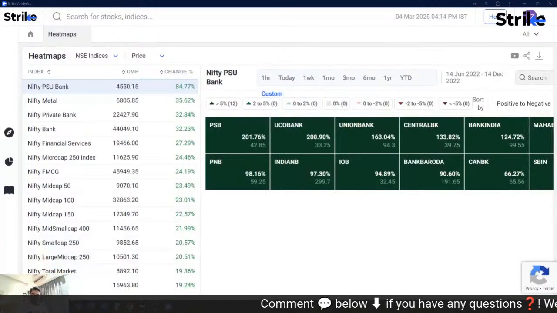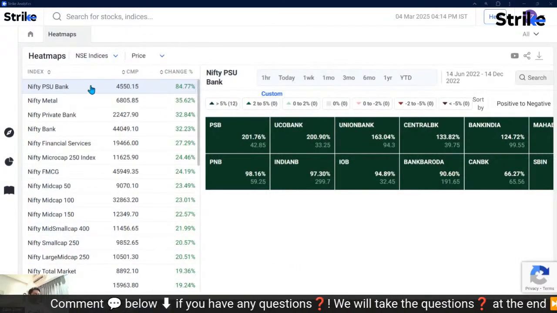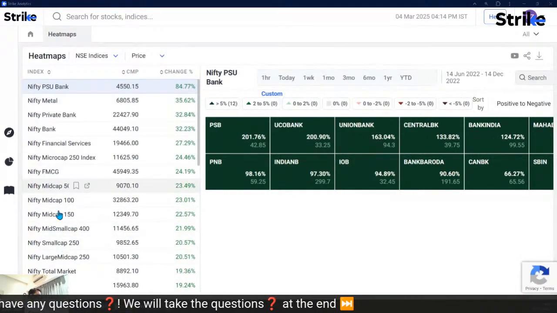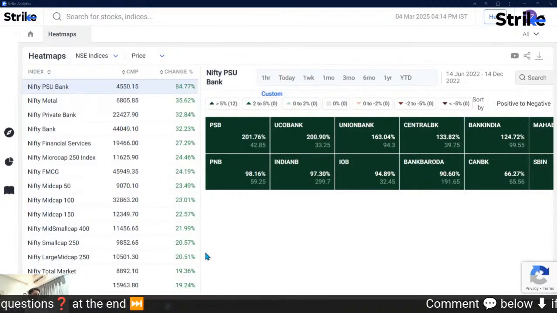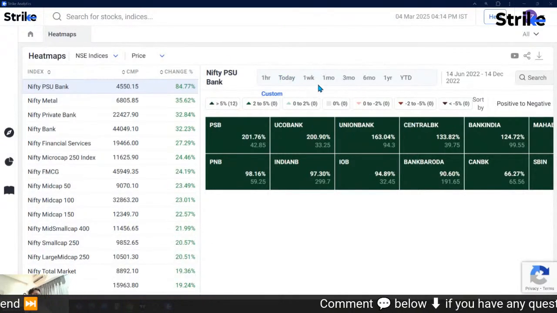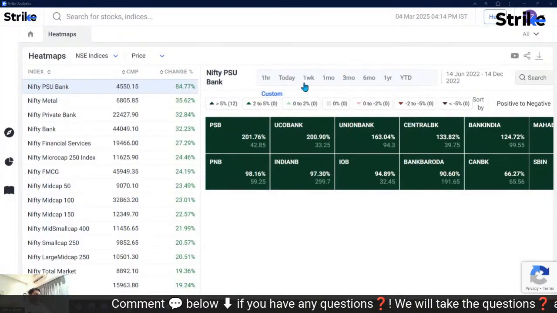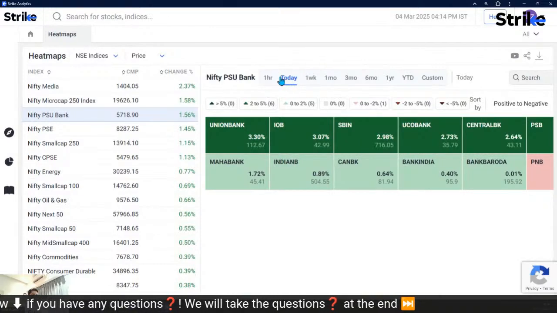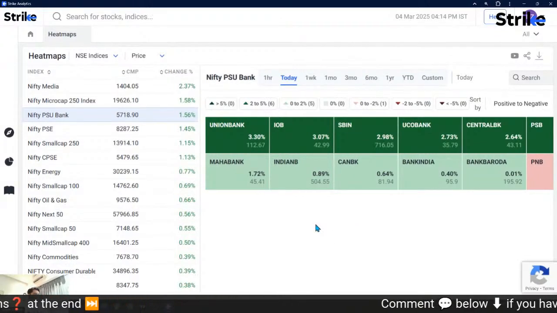Okay, so NSE indices. These are all the indices which are given by default over here, with their current market prices and their percentage change. All right. Now, if you click on today, this will be the default page that will open up when you open this heat map for the first time.